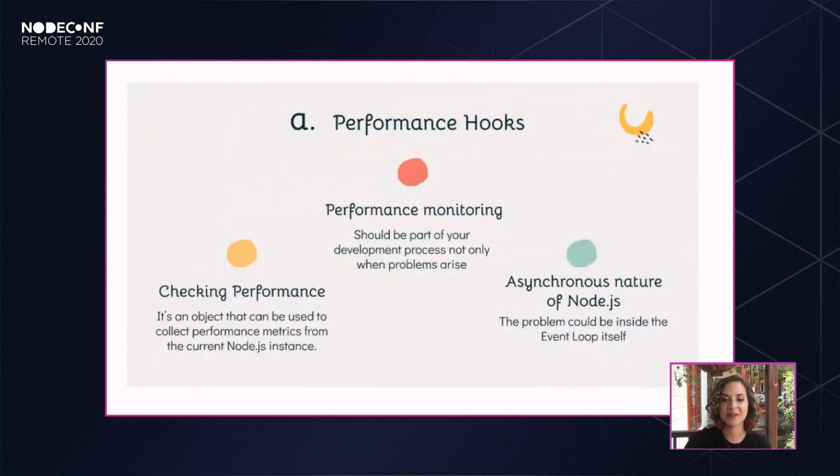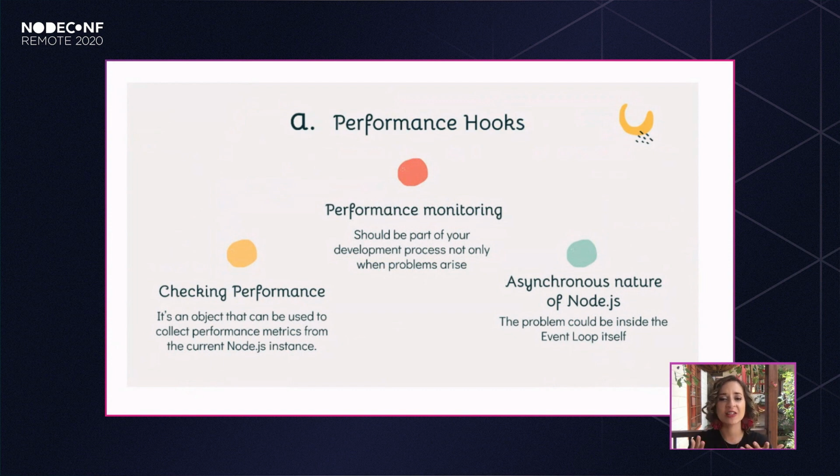In Node.js internals, the first one that we're going to see today is performance hooks. This is particularly helpful for checking on performance, as its name says. It's an object that can be used to collect performance metrics from the current Node.js instance. Performance monitoring is not something you should start considering once you start seeing performance issues. Instead, it should be part of your development process in order to detect problems before they arrive in production.